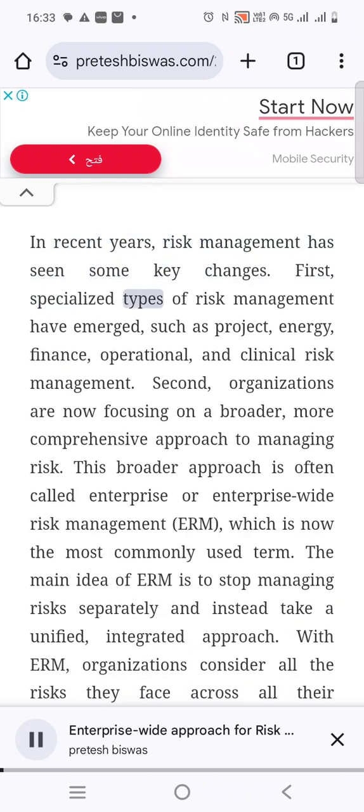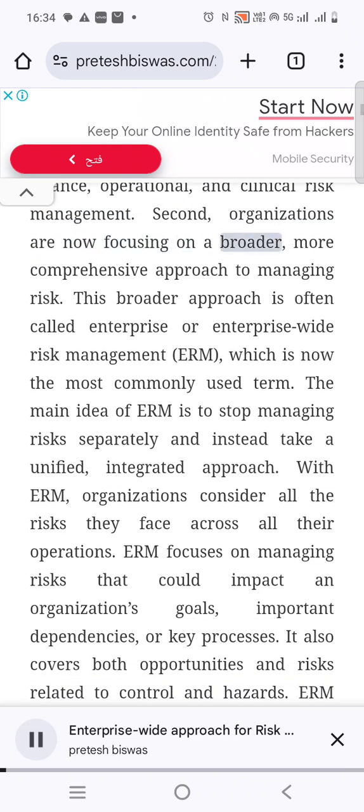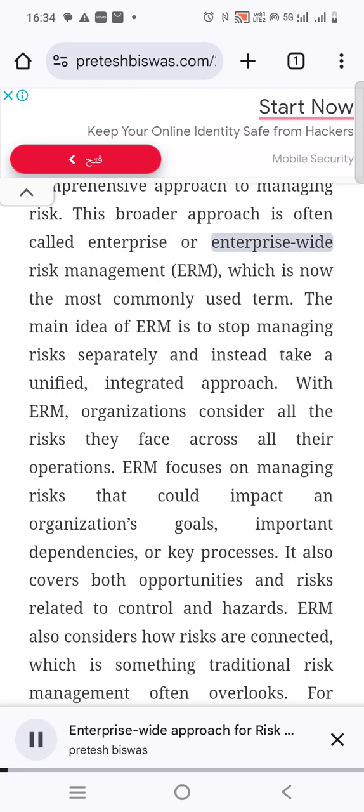First, specialized types of risk management have emerged, such as project, energy, finance, operational, and clinical risk management. Second, organizations are now focusing on a broader, more comprehensive approach to managing risk. This broader approach is often called enterprise or enterprise-wide risk management, ERM, which is now the most commonly used term.